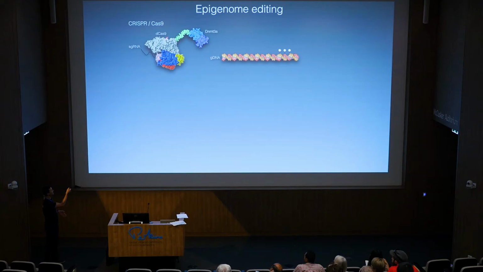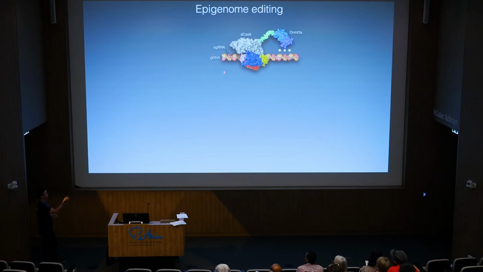But instead of cutting the DNA then, what we do is we fuse another enzyme to the Cas9, and this enzyme is one here called DNMT3A, which can add these chemical tags to the DNA. So through doing this, we'll recruit this protein to this location in the genome that we want, and this enzyme here will change cytosine into a methyl cytosine. And so this way we can now direct the editing of the epigenome very specifically throughout our genome.